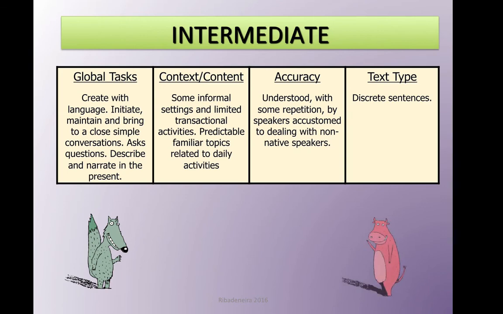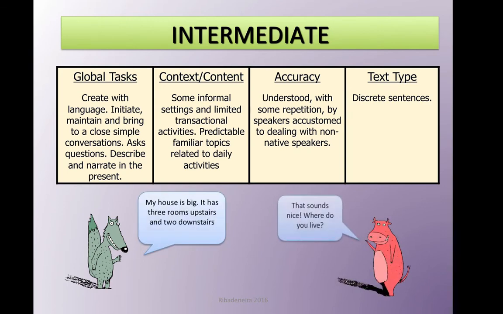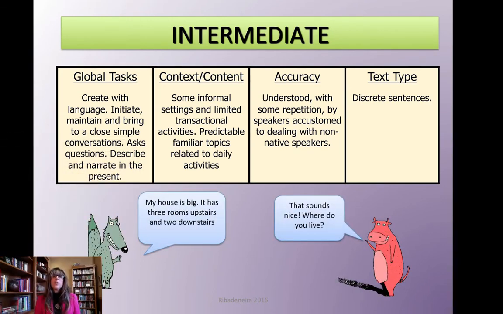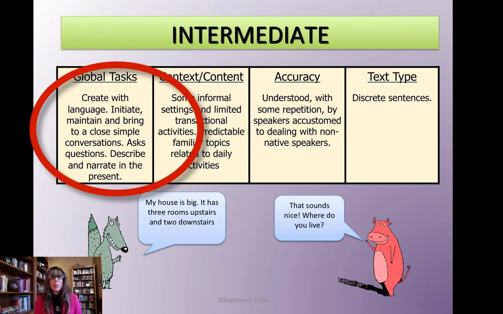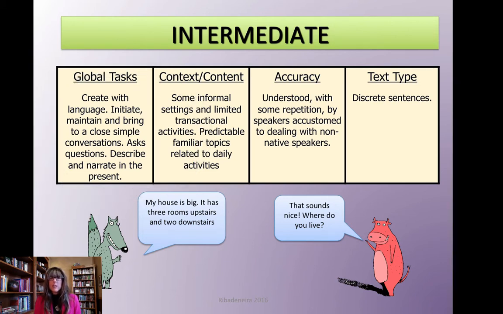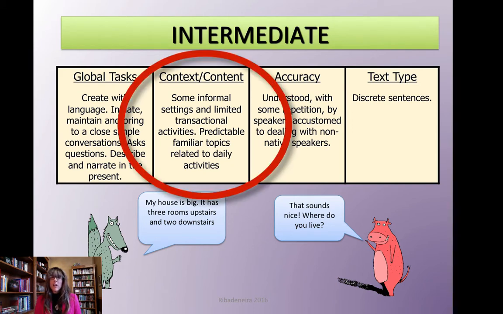So at intermediate level, as we talked about before in video 1, we want our students to create with the language, initiate, maintain, and bring to a close simple conversations, ask questions, describe and narrate in the present. So these are the functions that we're trying to have them do: asking questions, describing, narrating in the present. You can do that about any topic. So this is where that content would come in. Talking about context and content.